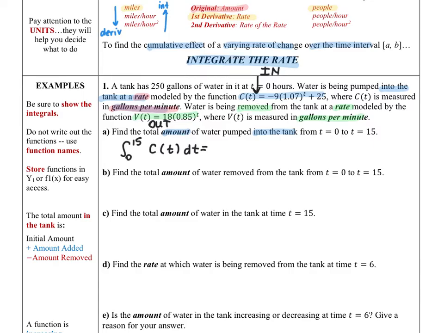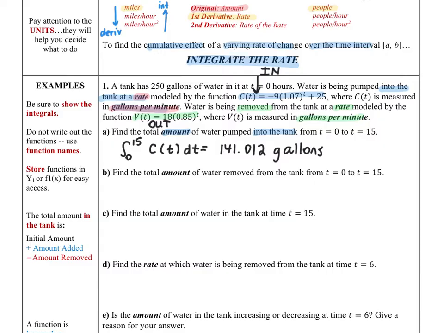Just to call your attention to a few things I've done here, I make sure I write the integral on my paper, so I don't want to just write a numerical answer down. I want to show where it's coming from. And I also didn't write this function, the negative 9, 1.07 raised to the t plus 25, down. I wrote its function name because it's a lot easier and shorter to write. And I also lessen my chances of a transfer error. And also, like we talked about before, it's a good idea to store this into y1 or f1 of x, depending on what calculator you're using, because we're going to be using this function C of t multiple times in the same problem, so it'll just make it a little bit easier for you.